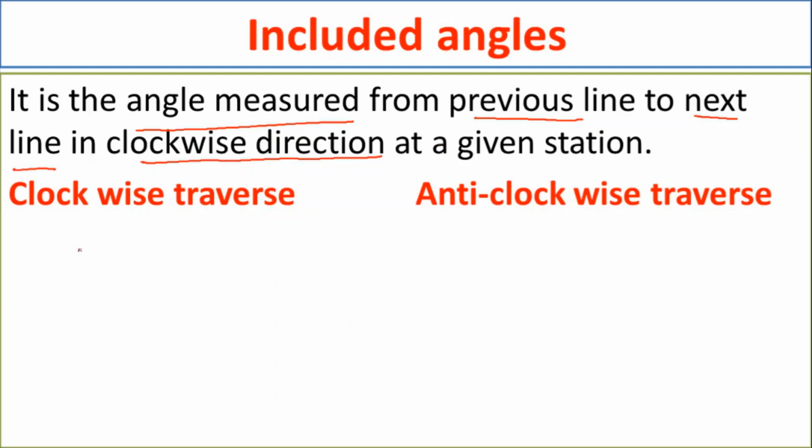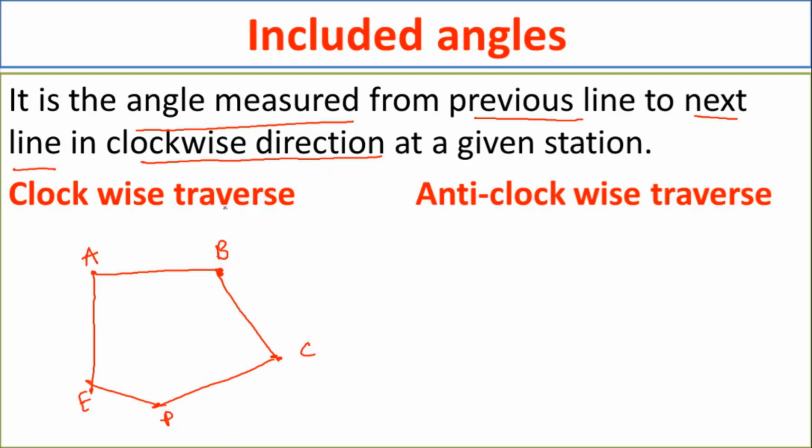So now suppose I am considering a clockwise traverse. A clockwise traverse means, first suppose this is the station A, this is the station B, this is the station C, this is station D, and this is the station E. Now you can see the traverse is in the clockwise direction here. Now suppose I want to measure the included angle at station B.